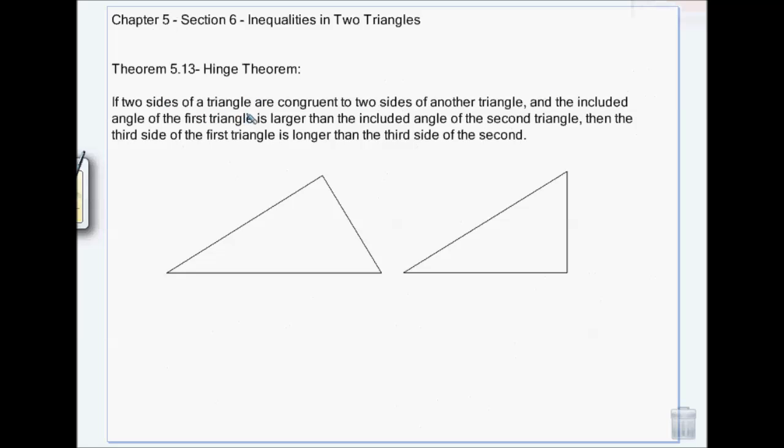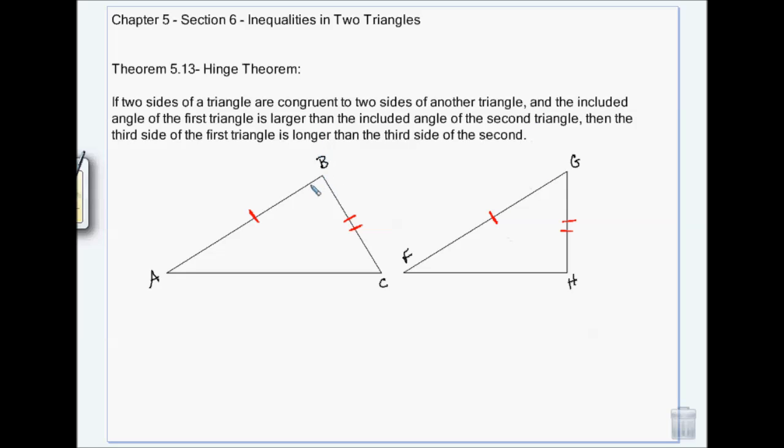If two sides of a triangle are congruent to two sides of another triangle, so what I have is this side maybe is congruent to this side, and this side is congruent to this side. Okay, and I'm going to go ahead and label these triangles so we can give them some comparison letters. So two sides of this triangle are congruent to two sides of that triangle.